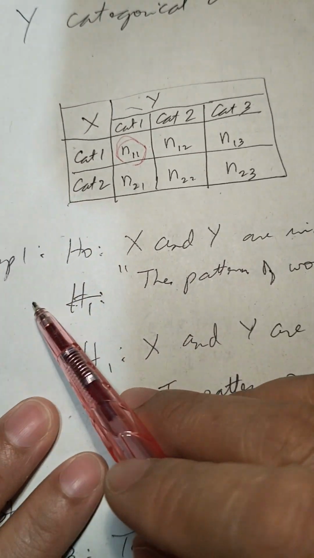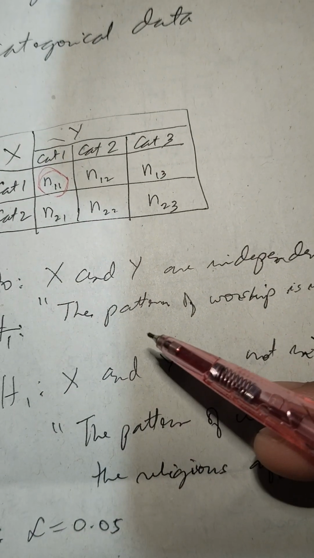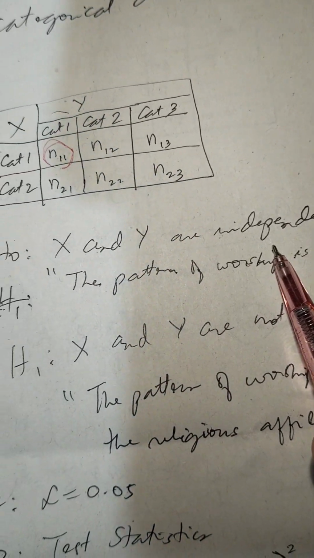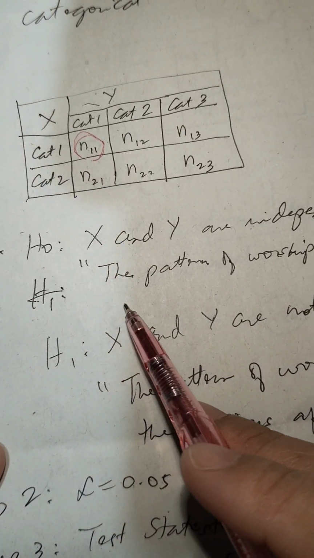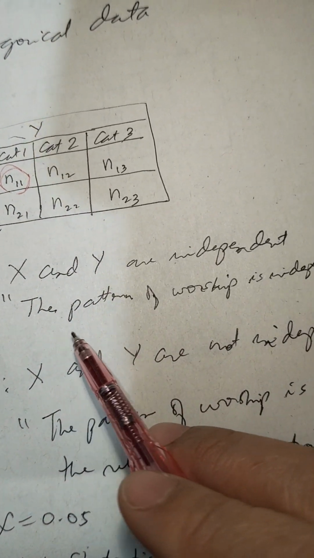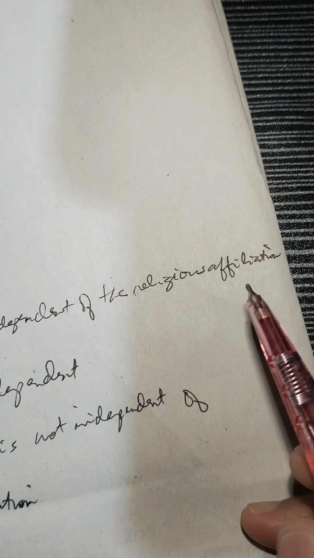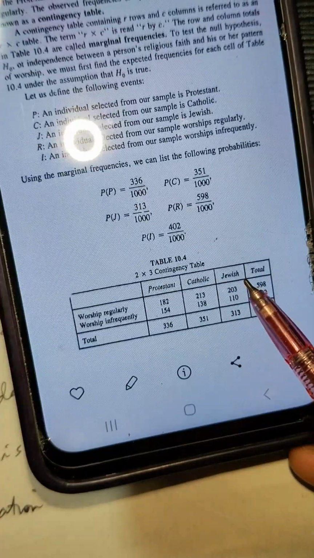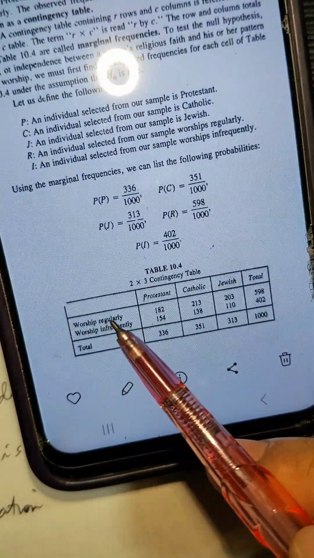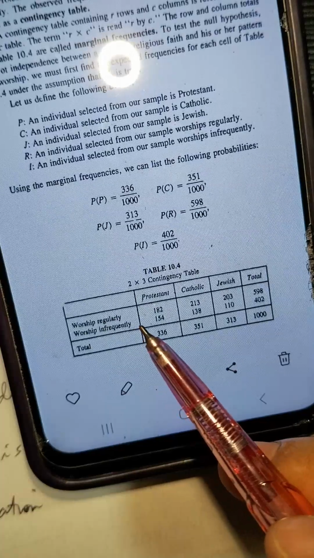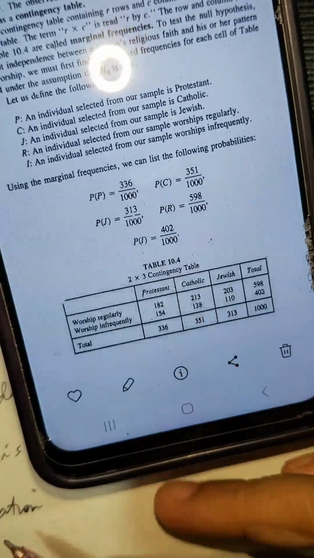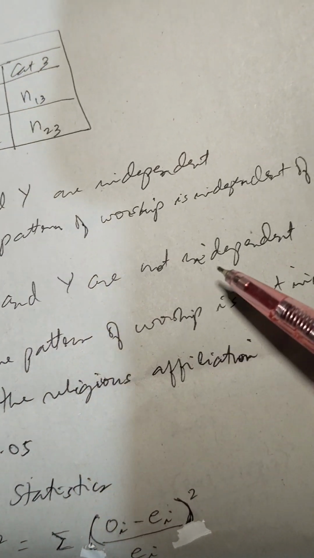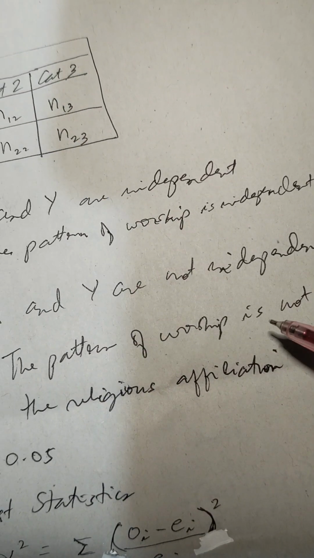So, step 1, the H0 of a chi-square test is fixed: x and y are independent. For that specific example that we have, the pattern of worship is independent of the religious affiliation. What are those religious affiliations? We have the Protestant, Catholic, and Jewish. So is worshiping regularly or worshiping infrequently related with the religious affiliation? Versus our H1, the alternative hypothesis: x and y are not independent, or some books will say x and y are dependent.